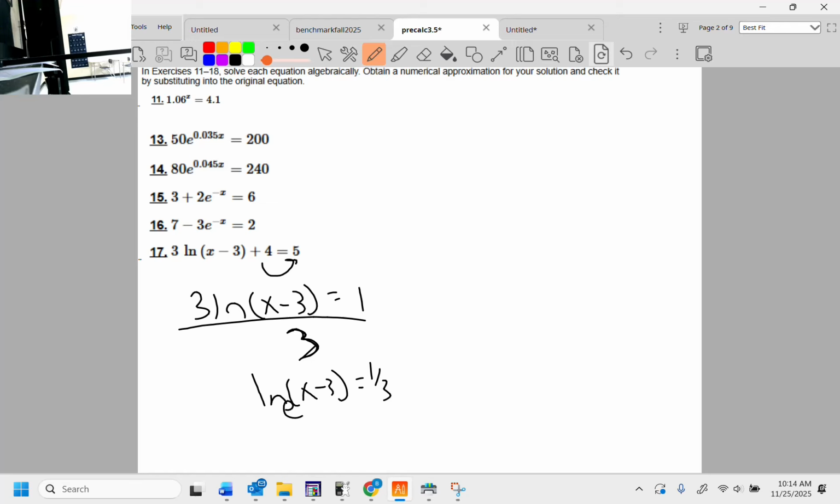So what's the base gonna be? That's right. e to the 1/3 is x minus 3. You're down to a one-step equation. e to the 1/3 plus 3. Oh. Yeah, it's shifting.